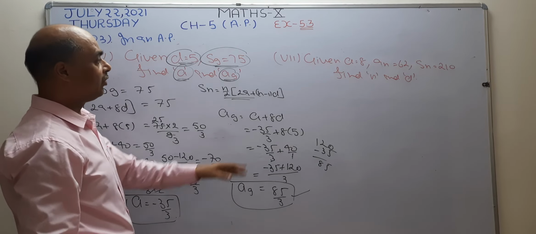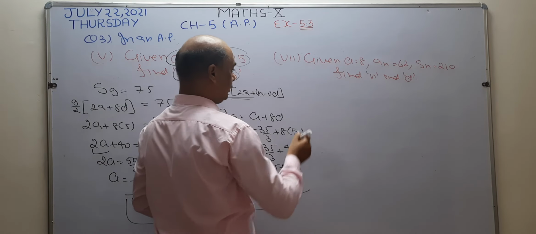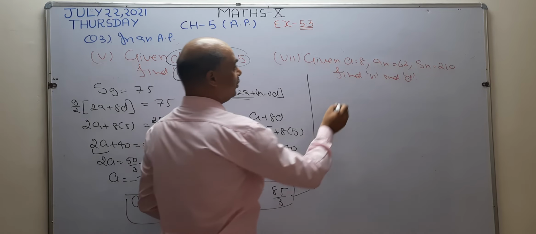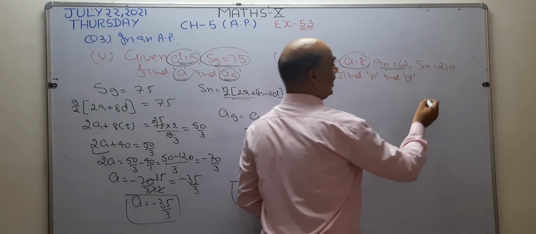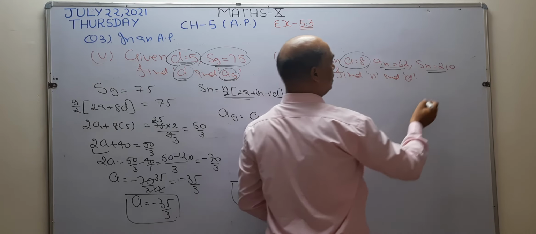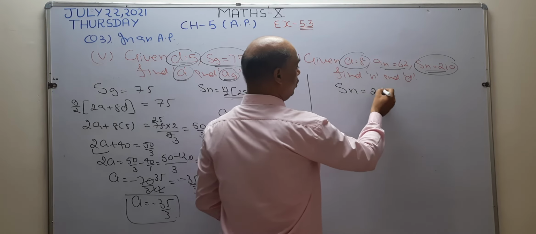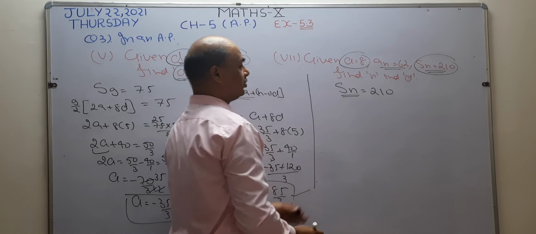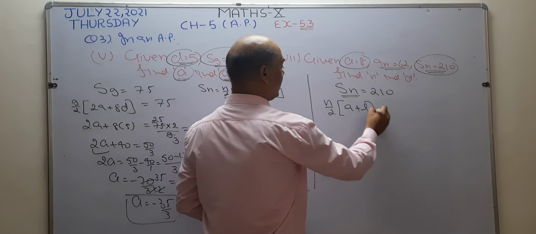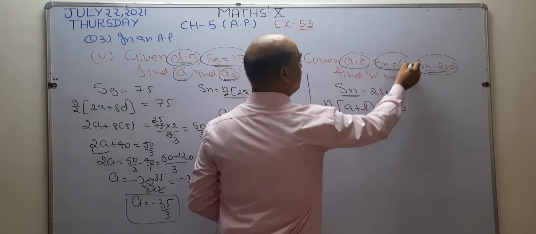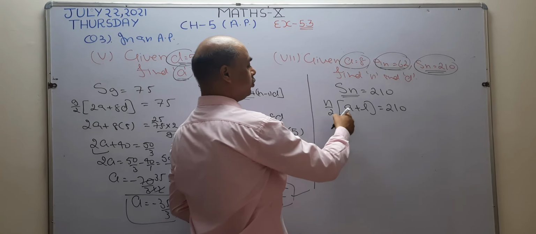Okay. Now I want to solve the seventh part. Now see what is given in the seventh part. The first term of the AP is given, 8. The nth term of the AP is also given and the sum of n terms is also given. I'm going to start this question from Sn equal to 210. To find the sum of n terms, I want to use one formula. The formula is n by 2 (a + l). Why do I use this formula? Because the last term is given and the first term is given. When the first and last terms are given, you use this formula, n by 2 (a + l).